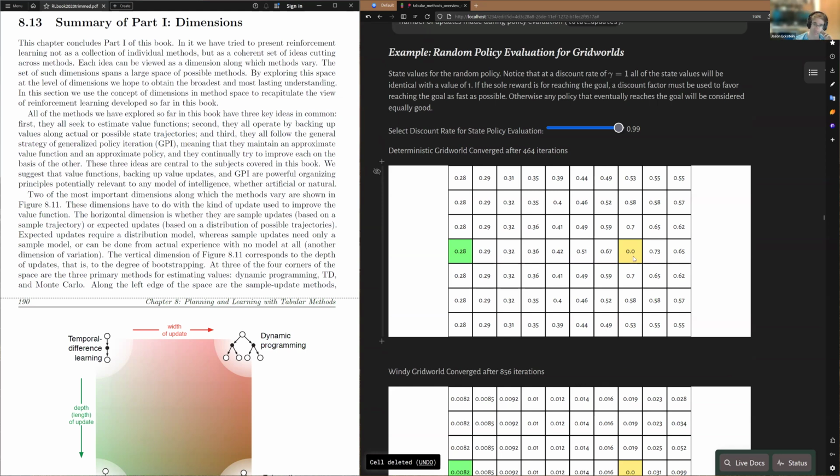If you make the reward -1 on each step without discounting, which is another example in the book, then you can just read directly the number of steps from here, because it'll just add up a reward of -1 for every step. And that was one of the examples in the book.